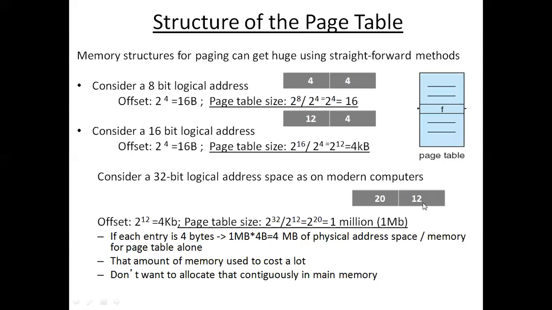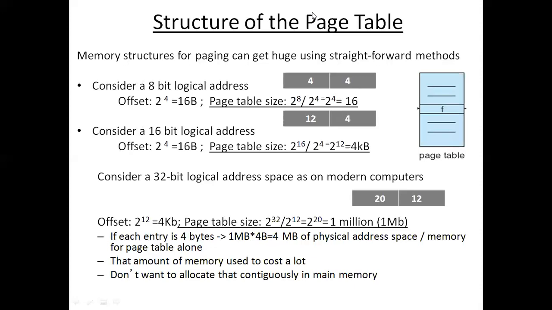So this page table shouldn't be huge in size. Memory used to cost a lot, so they don't want to allocate it contiguously in the main memory, right? If you want 1 megabyte of space just to save the page table information, then you are looking for a contiguous memory allocation, and that won't be possible to place onto the physical memory. So how do we deal with having the page table in a different structure?